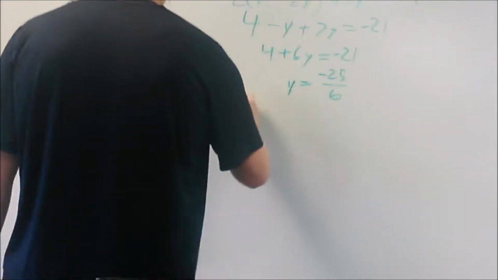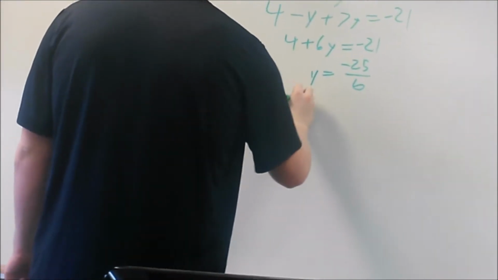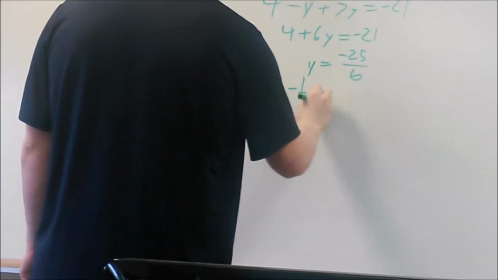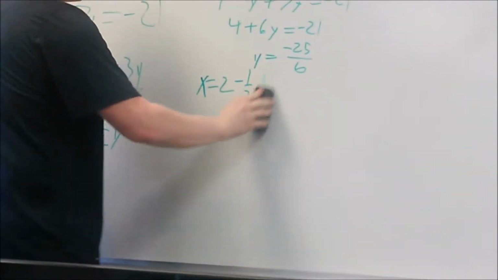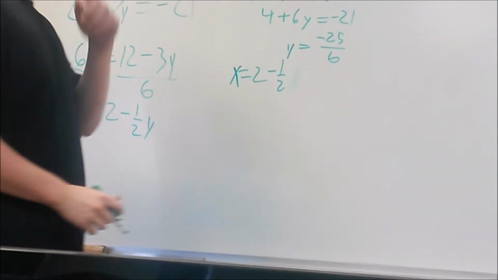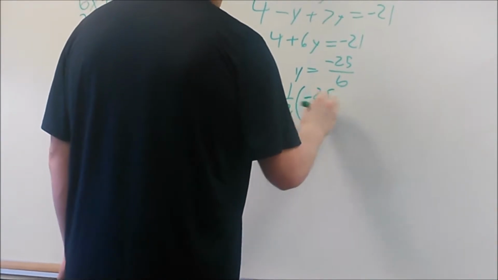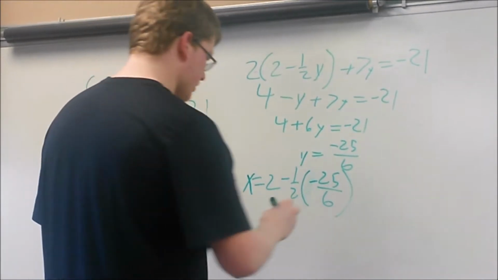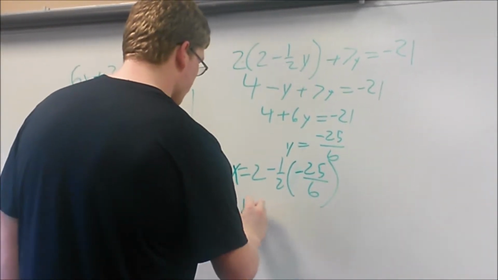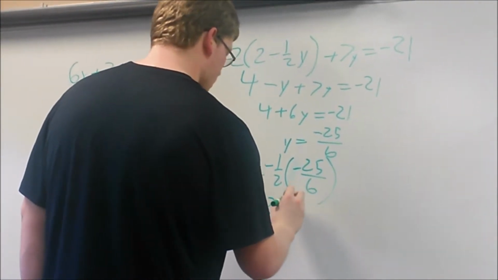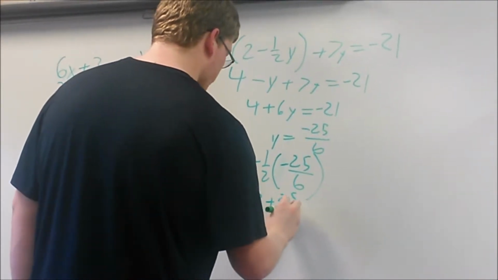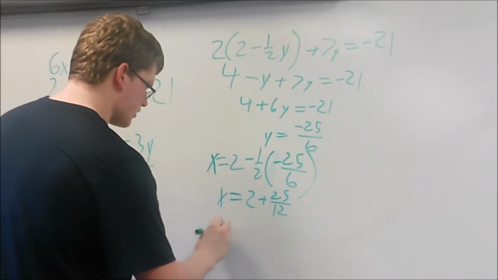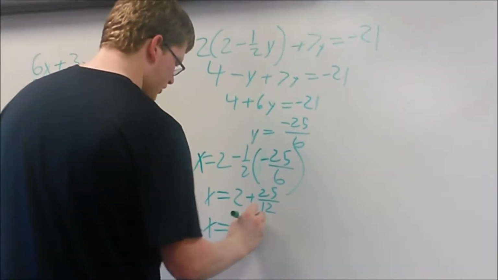Now we take y and plug it into this equation to find what x equals. So we're going to have x equaling 2 minus 1/2 y, and we plug in negative 25 over 6 for y. When you solve this out, you get x equaling 2 plus 25 over 12, or x equaling 49 over 12. And that's what you get.